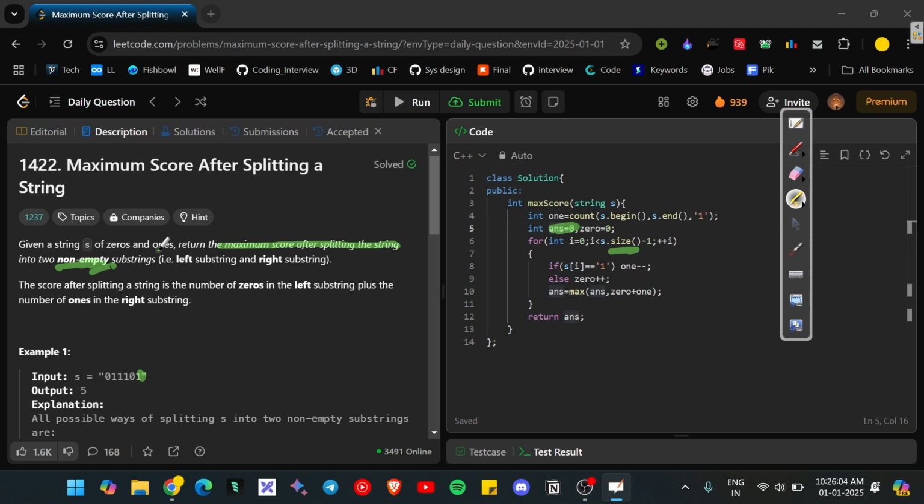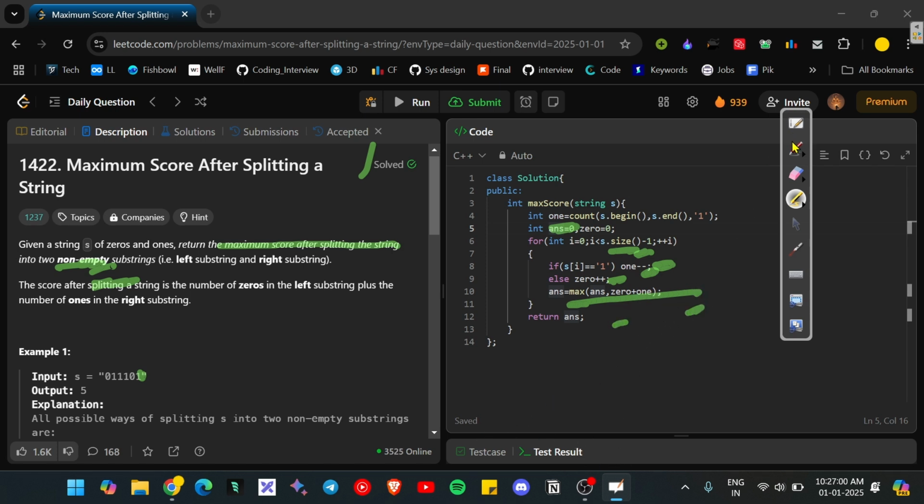That's why we use the n minus 1 form. Next, when s of i is equal to 1, the current element 1 shifts from the right part to the left part, and this line performs that operation. Otherwise, zeros plus plus is used because the current element 0 is now part of the left part, so we increase the count of zeros.